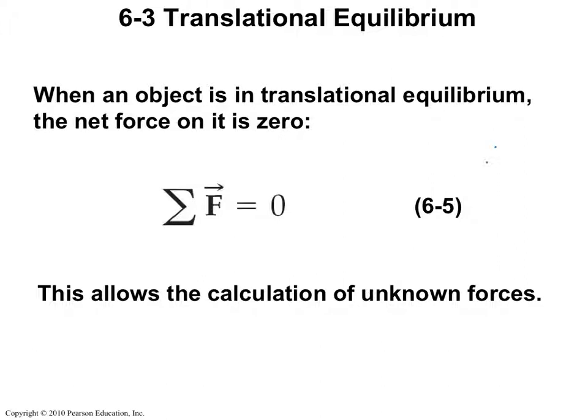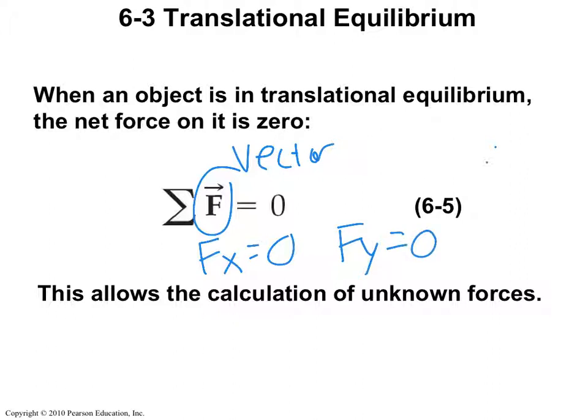Last thing we're going to talk about is translational equilibrium. Something important to remember in this chapter is that a lot of things that we did come back from chapter 5. When an object is in translational equilibrium, the net force is 0. This means that it's still, or perhaps it's in the air and something's pulling on it. This allows us to calculate unknown forces. So once again, remember, this is a vector, so we need to break everything up into sum of Fx equals 0 and sum of Fy equals 0. This is so important when we start doing problems.